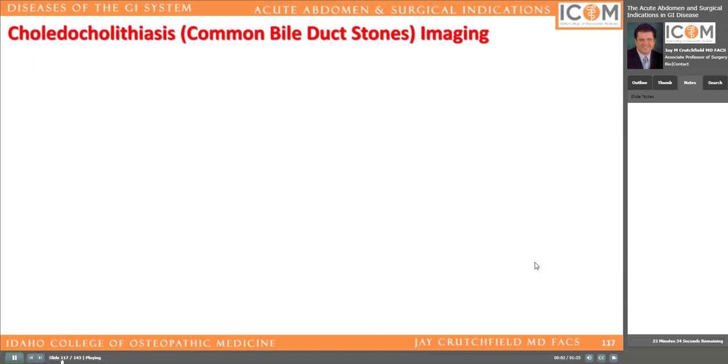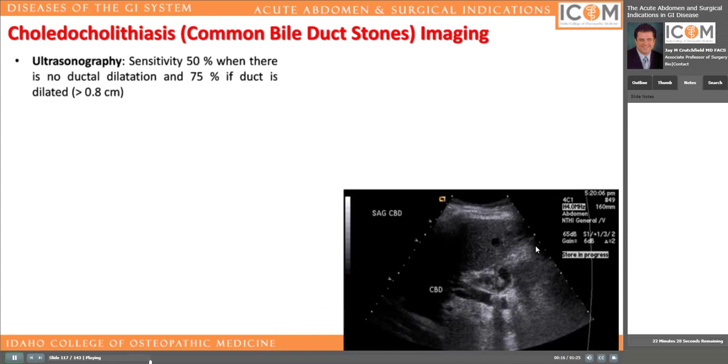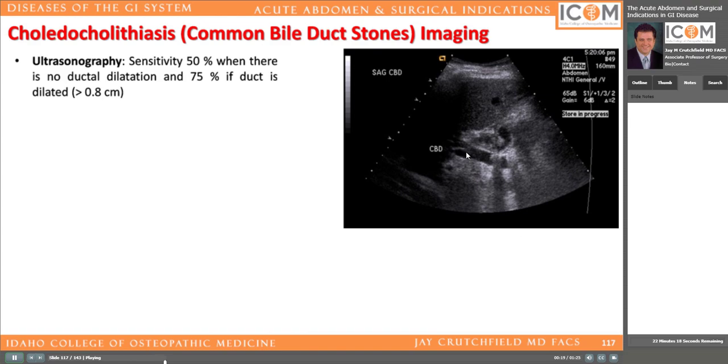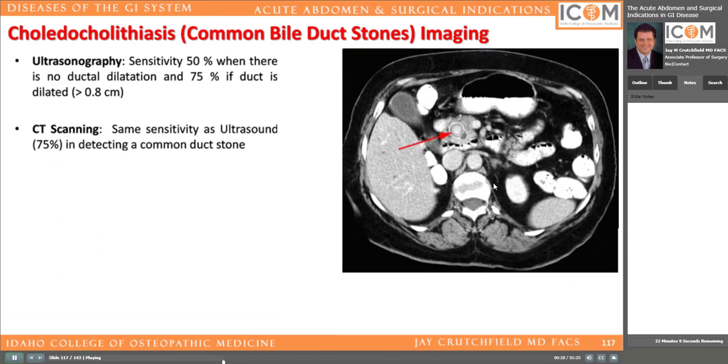If a patient presents with jaundice, we usually make the assumption that the common bile duct is somehow involved. Either it's filled with stones or perhaps it's being occluded by cancer, a tumor of the pancreas. Ultrasonography has about a 50% sensitivity when there is no ductal dilatation and 75% sensitivity if the duct is dilated greater than 0.8 centimeters. CT scanning has about the same sensitivity as ultrasonography in detecting a common duct stone. However, CT scanning will show us a mass in the head of the pancreas.